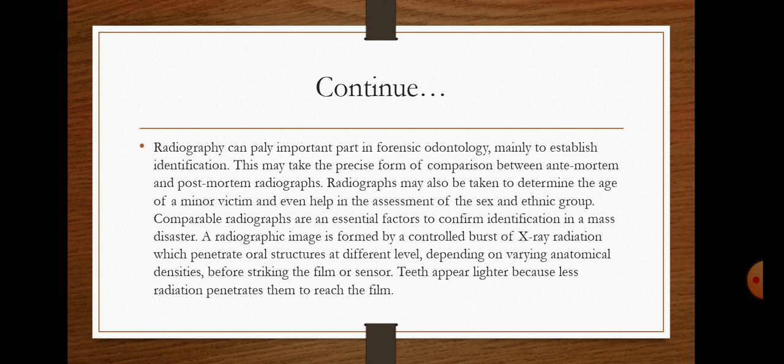Comparable radiographs are an essential factor to confirm identification in a mass disaster. A radiographic image is formed by a controlled burst of X-ray radiation which penetrates oral structures at different levels depending on their anatomical densities before striking the film or sensor. Teeth appear lighter because less radiation penetrates them to reach the film.